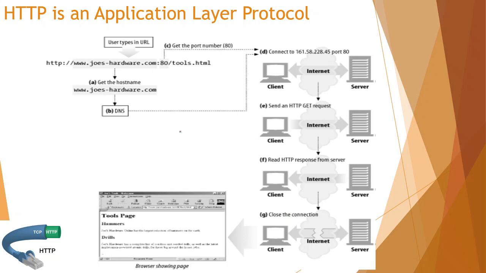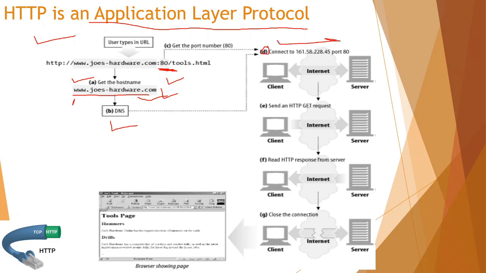HTTP is an application layer protocol, and HTTP also uses a transport layer protocol. So how does it work? Let's discuss with this diagram. In step 1, the browser will extract the host name from the URL, and in the second step the DNS will resolve the host name to the IP address, and in the third step the browser will extract the port number from the URL. Once it gets the IP address and port number, in the next step it will establish a TCP connection with the IP address and the port number.